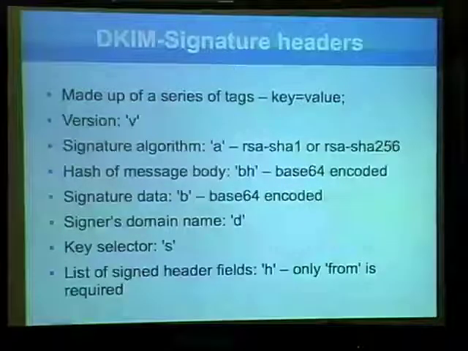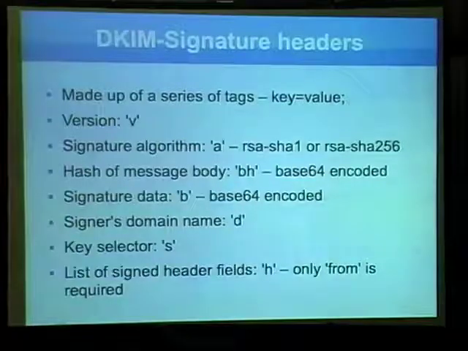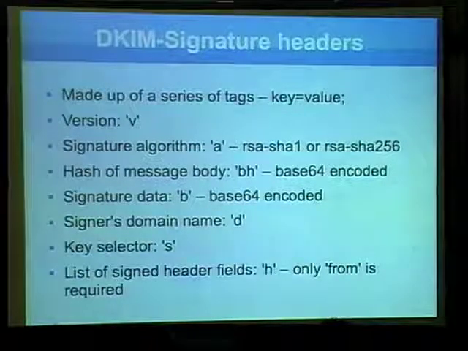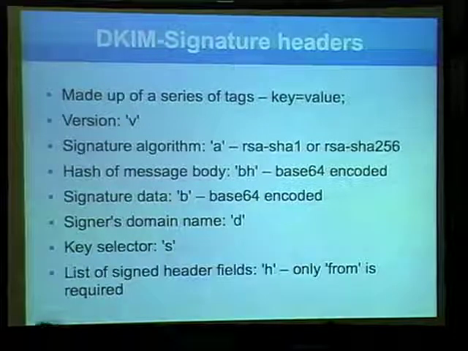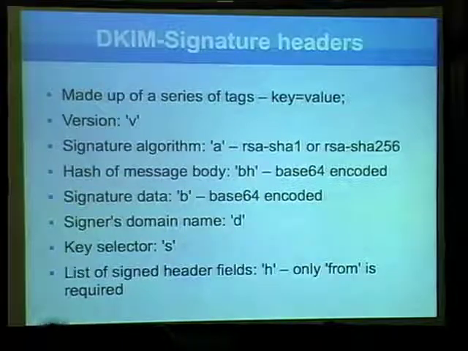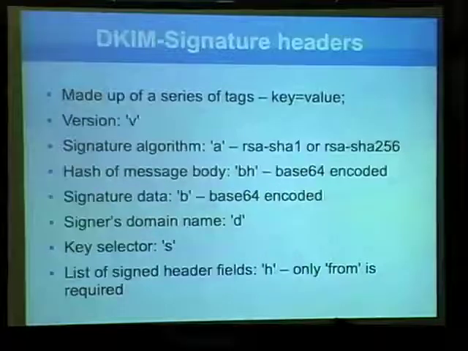The header is composed of a series of tags. They're key value pairs. You have a version, which is just going to be 1. You have a signature algorithm. It's either RSA-SHA1 or RSA-SHA256. There's a hash of the message body in there, which is base64 encoded, along with the raw signature data.